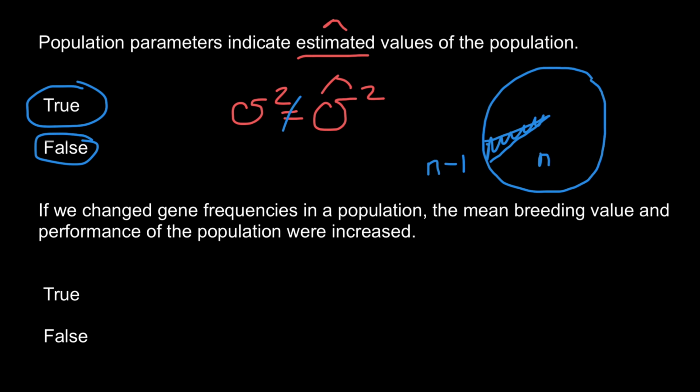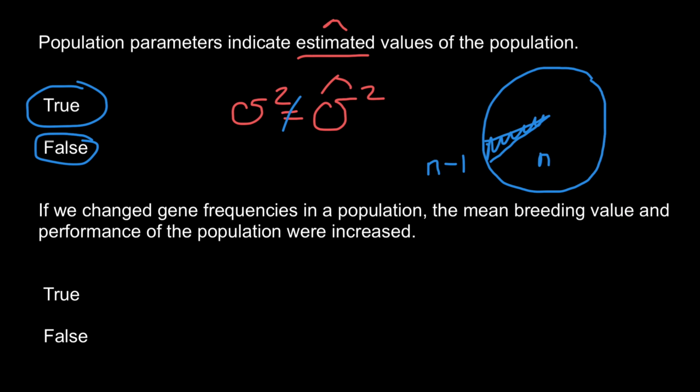And next question: if we change gene frequencies in a population, the mean breeding value and performance of the population will increase. Is it true or false? First of all, I want to change some words here, not gene frequencies, but allelic frequencies. And alleles define breeding values.